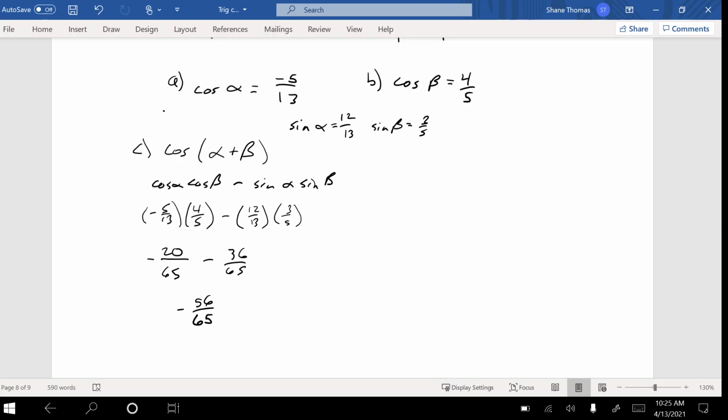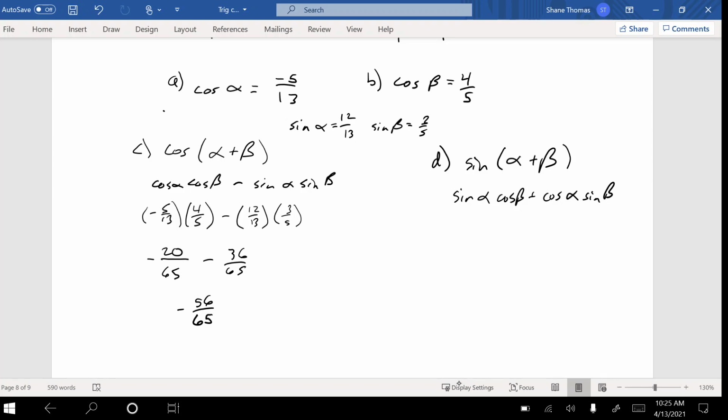We still got D to do. D is, we just did it. Sine alpha plus beta. Same thing again. We're using the same four things. We just have to apply them in a different order here. Okay? So now, sine of alpha plus beta is going to be sine of alpha cosine of beta plus cosine of alpha sine of beta.